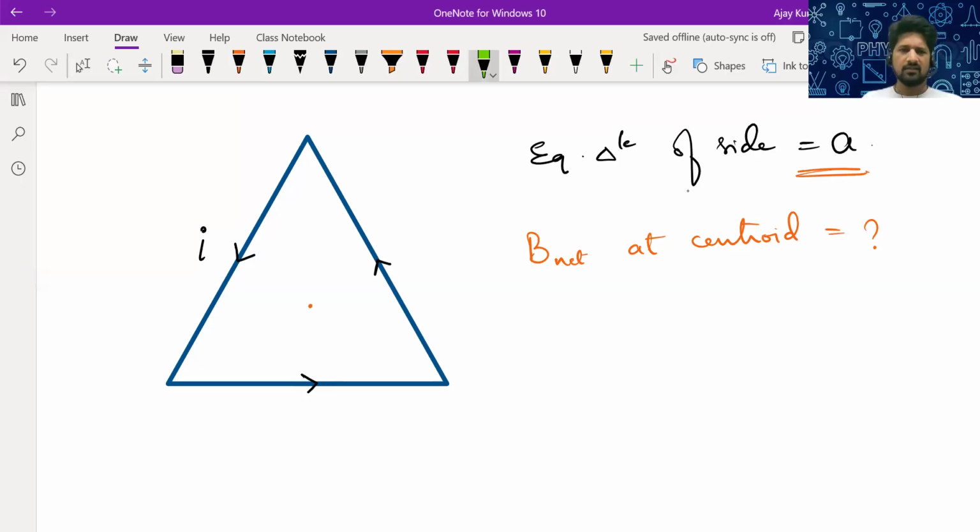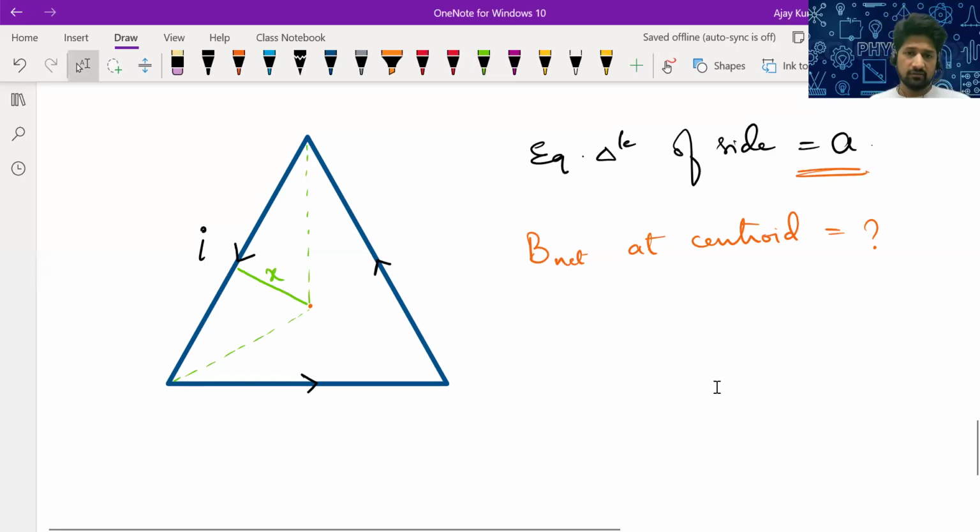Fine. See, equilateral triangle, there are three wires, obviously, three finite wires. We'll find out the magnetic field produced by one wire at the centroid, and the other two also will produce the same magnetic field because the current is the same, the angles will be the same, and the perpendicular distance also will be the same. And if the three magnetic fields are in the same direction, we can directly add them. But to calculate that magnetic field, we need this distance first, x. But you're not given that distance, you are given the side of the triangle. Can one of you tell me how to express x in terms of A?